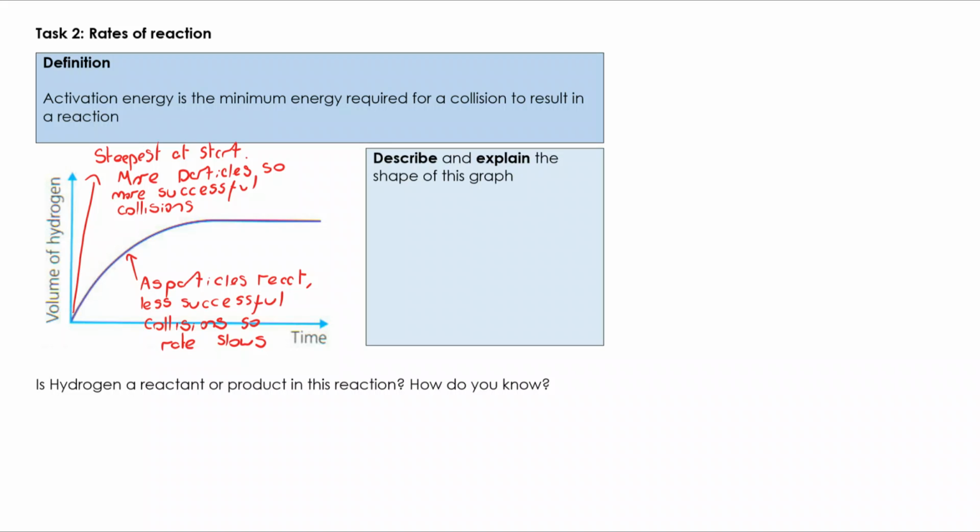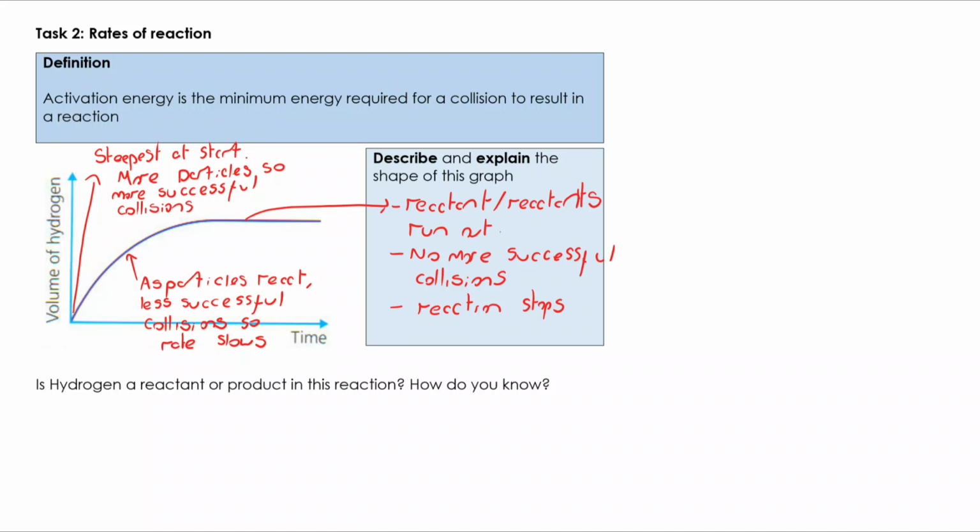But actually you can see the graph goes flat, and that is when one of the reactants, or both of the reactants, or all of the reactants have run out. Once we've run out of at least one of the reactants, the reaction can't continue, so there will be no more successful collisions. And at that point the reaction will stop and the volume of hydrogen will stop increasing.